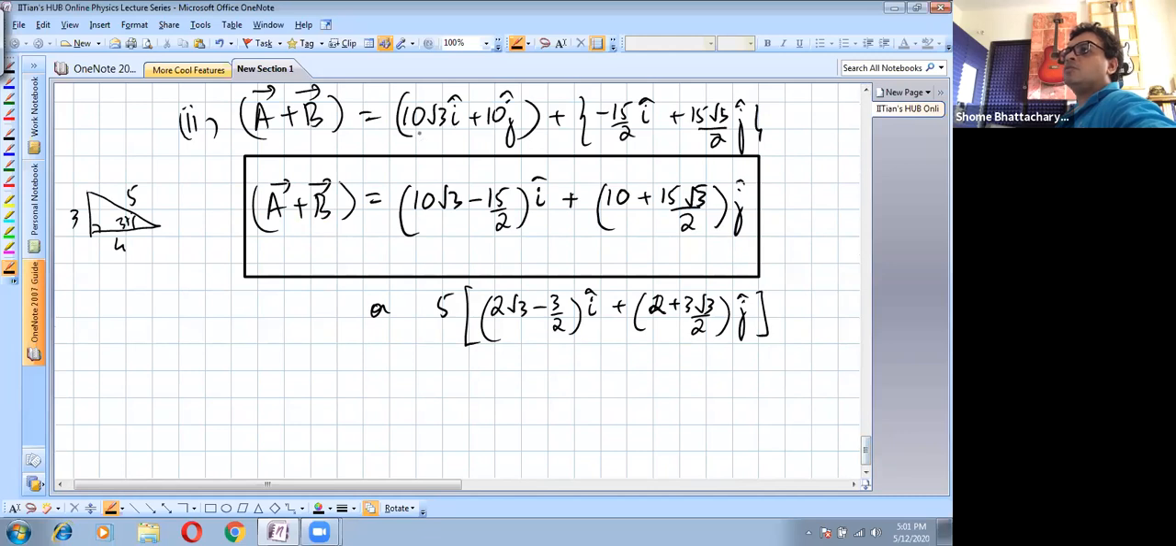So now take i cap common. Taking i cap common, what remains is 10 root 3 minus 15 by 2, and taking j cap common, 10 plus 15. And then from this whole bracket I've taken 5 common. So that's done. Now the third part, we want to find the magnitude of A plus B. So it is the mod of this vector.